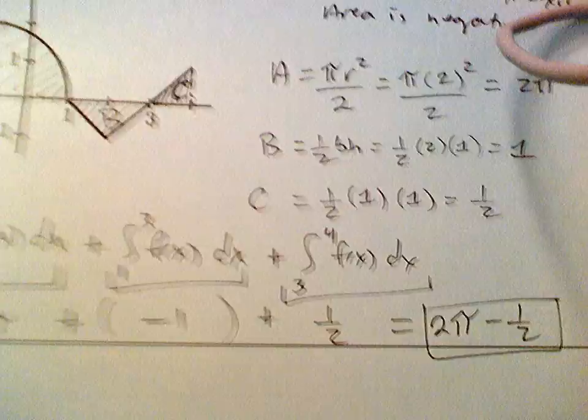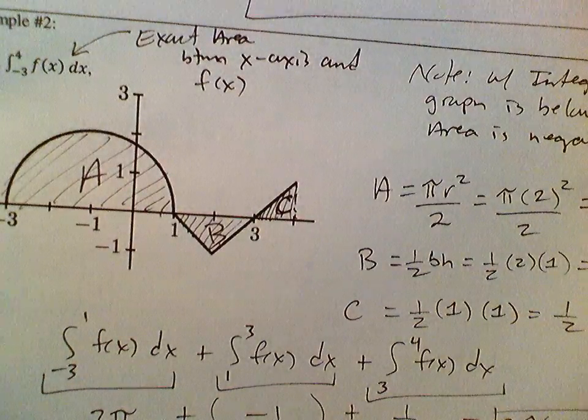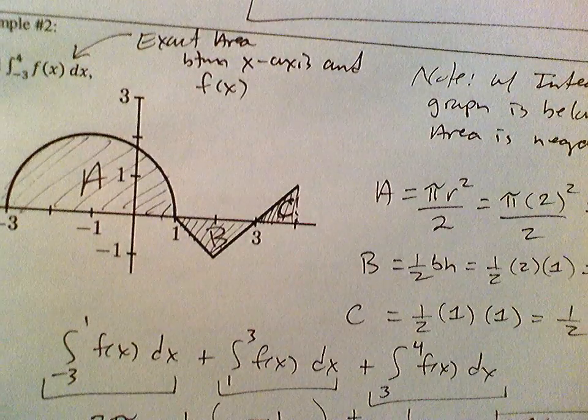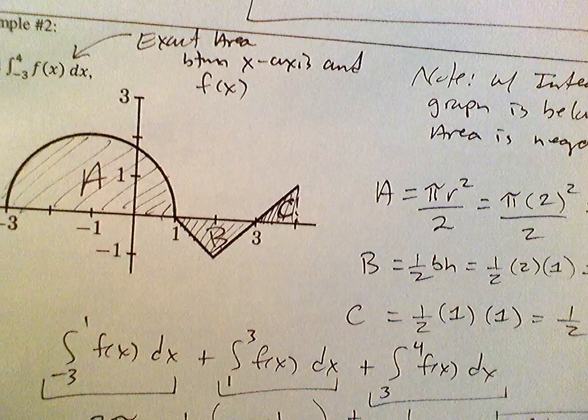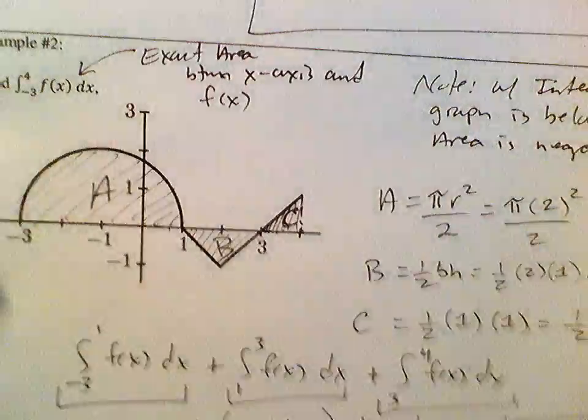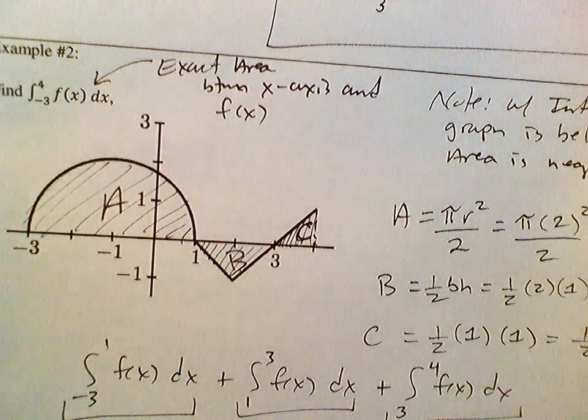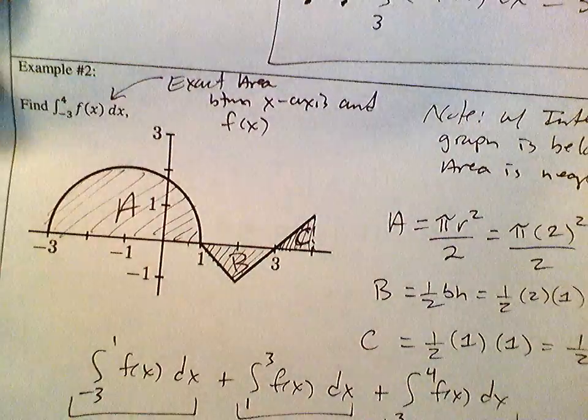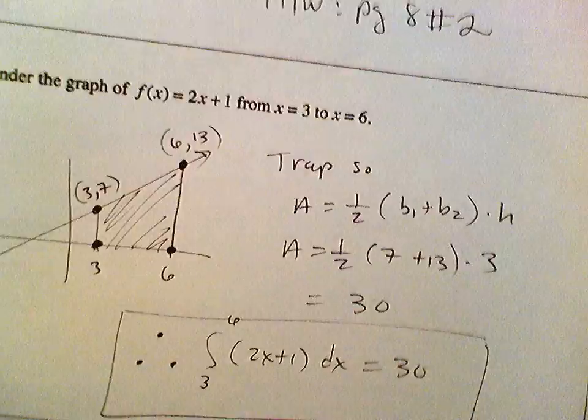So with geometry, you can often find the exact area. We don't have to use a Riemann sum to approximate, because we don't even have to use limits. We can just use our notions of geometry. Okay, so there's that.